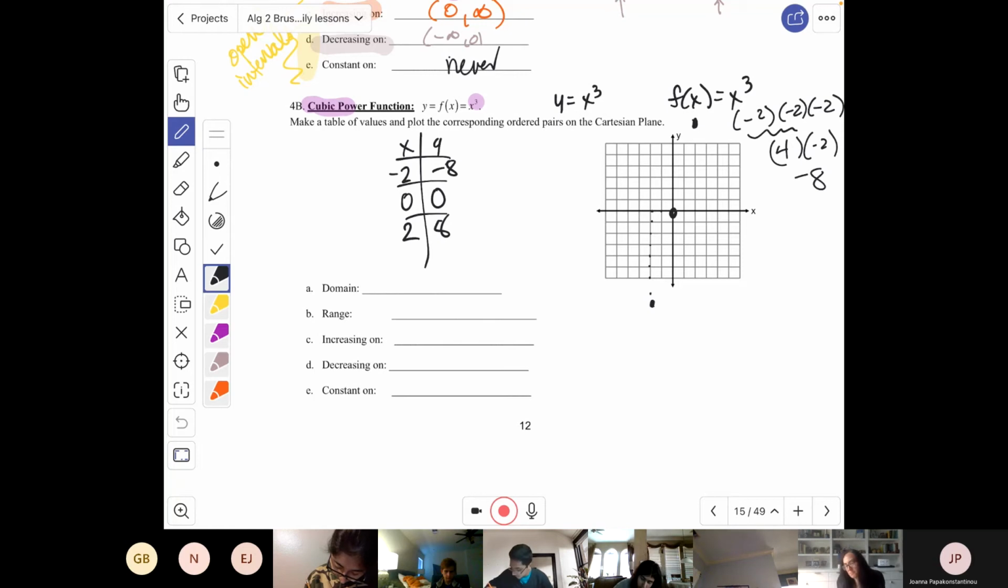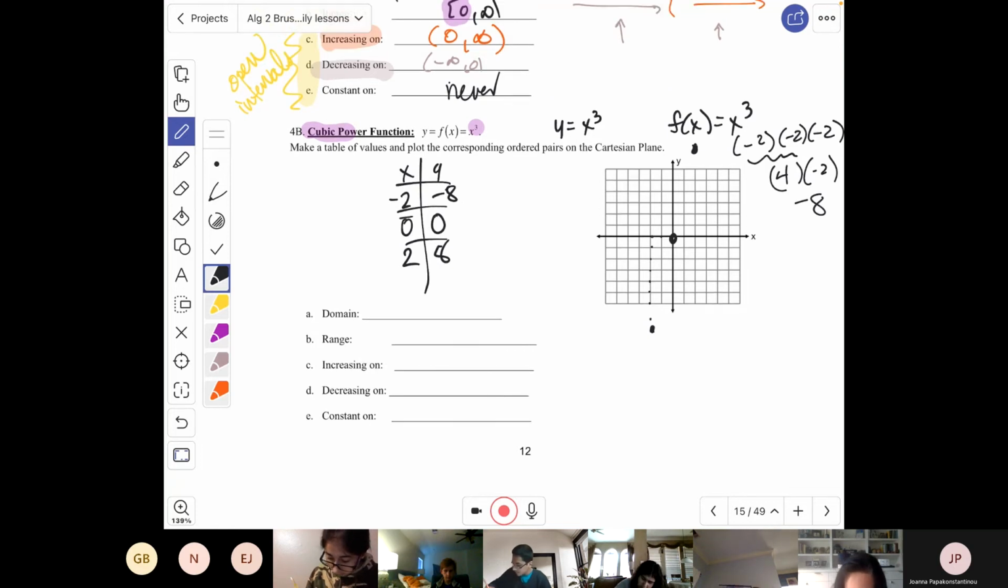Now the question is how we connect these points, because it's not a line. In fact, I could put in more values. I could say, what if it's -1? I'm going to get -1. And what if I put in 1? I'm going to get 1. This is the graph of your parent cubic function. Do you recognize that? Have you seen that before? Yes? Okay, we've seen it. So there it is.